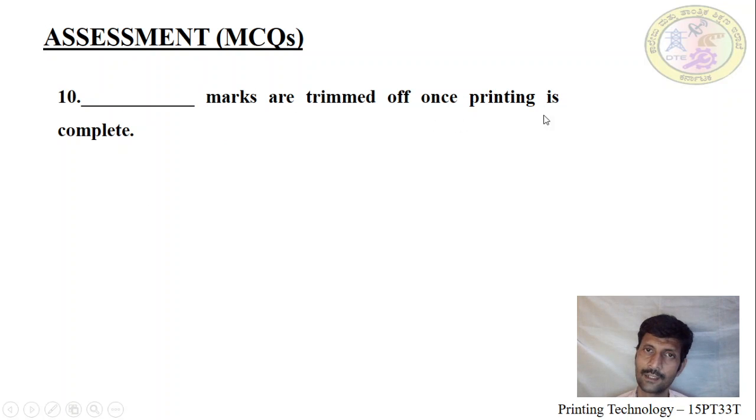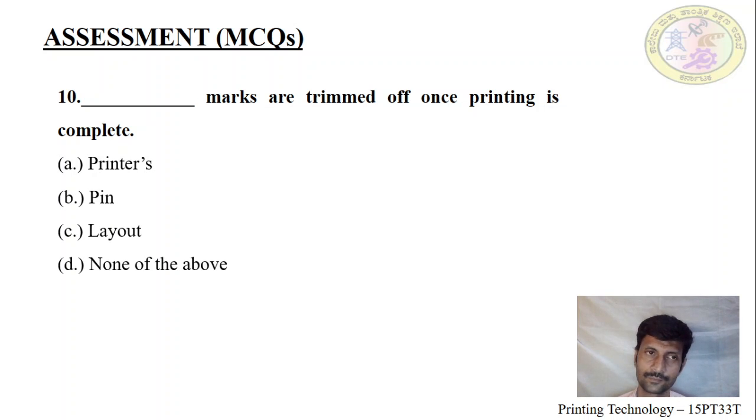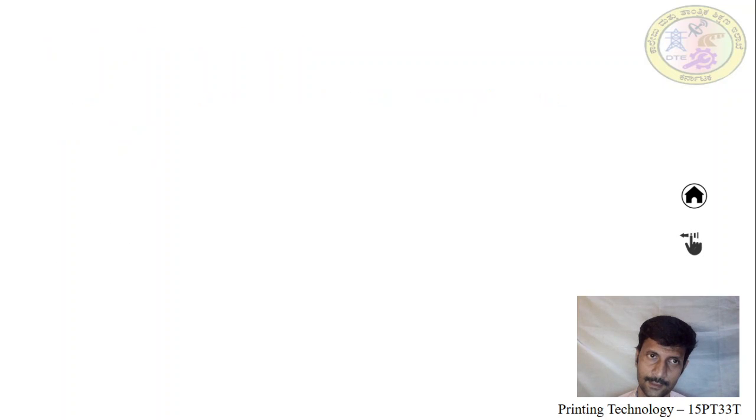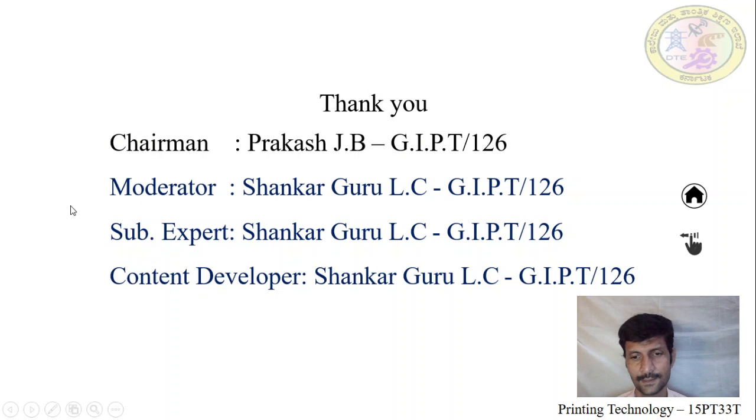Dash marks are trimmed off once the printing is completed. To print, we require this mark. After printing, we do not require this one. So anyhow it is printed at the bottom. So what will happen? Cut. Trim means cutting. Printers, pin, layout, or none of the above. So now you understand, students, what you have to answer. Okay. Thank you all once again.